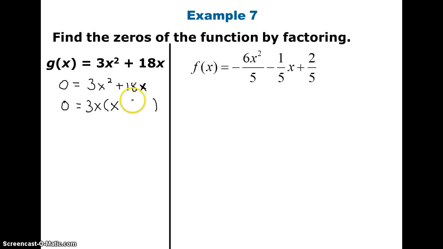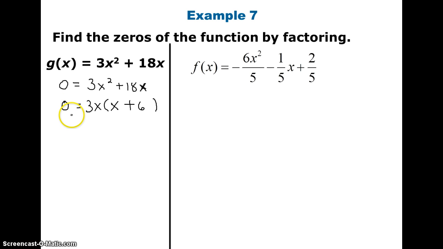3 goes into 18, 6 times, plus 6. This x went out of the parentheses, so you don't have an x anymore. So after you factor out the 3x outside the parentheses, you can use the zero product property. Now the 0 is on the left side.